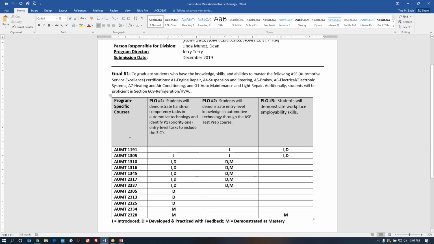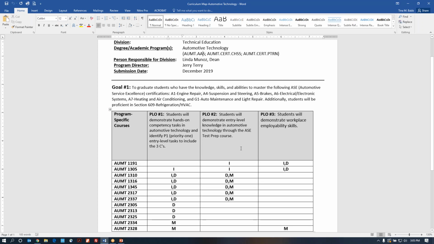We map out all the courses, and then we look at what learning outcomes we want our students to leave with, graduate with, go into industry with. These were most important to our automotive program, and then we map them to the courses. When are we introducing these learning outcomes? When are we developing and practicing with feedback? And when are we mastering these learning outcomes? This became an important tool that we rolled out the same time we rolled out the Blackboard Outcomes Assessment. So we tie our program assessment in with that as well as our general education assessment.